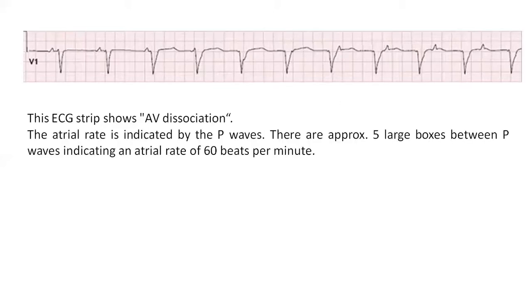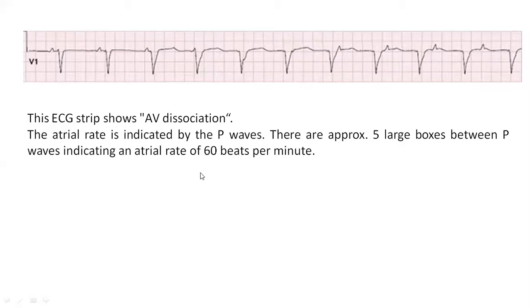But here you see the atrial rate is indicated by the P wave. So between two P waves, how many boxes are there? 1, 2, 3, 4. Around 5 boxes. So the rate is 5 into 6, or what are you going to do? 300 by 5 is how much? 60. So here you will do the rule of 300.